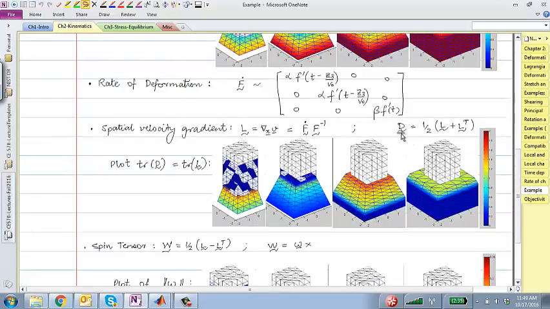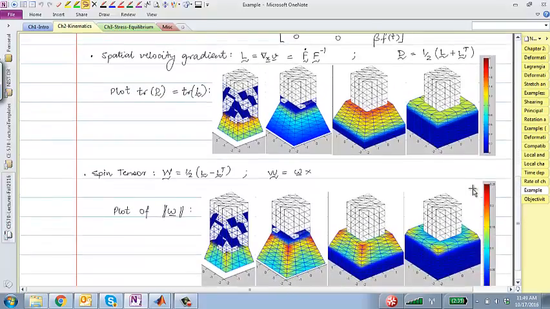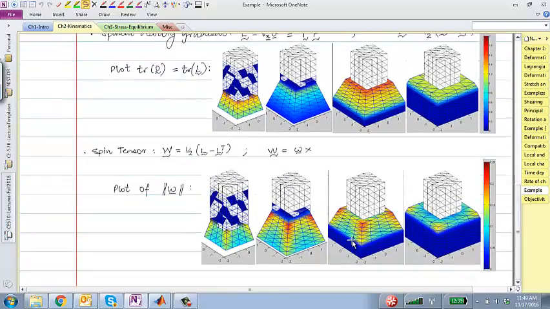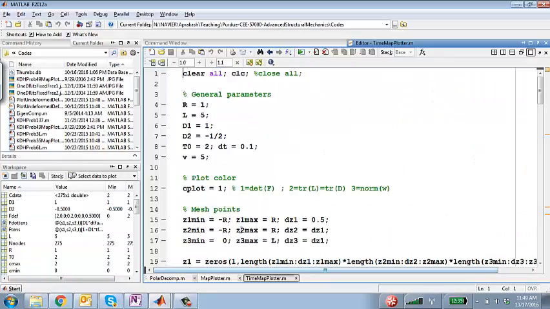You can calculate D, which is the symmetric part of L, and calculate W, the spin tensor, the anti-symmetric part of L, and you can plot some of these quantities. I'll post this code on Blackboard, and you can plot different things. One is the determinant of F, which is what I just plotted. Two is the trace of L, which happens to be the trace of D in this case, and three is the norm of the spin tensor.